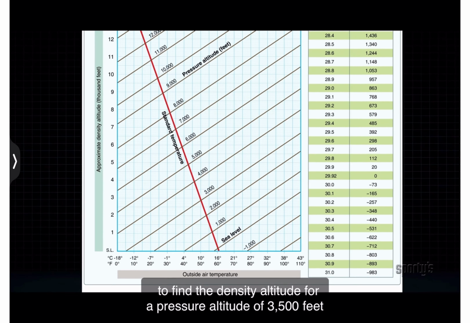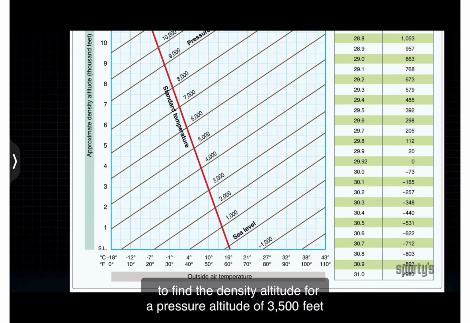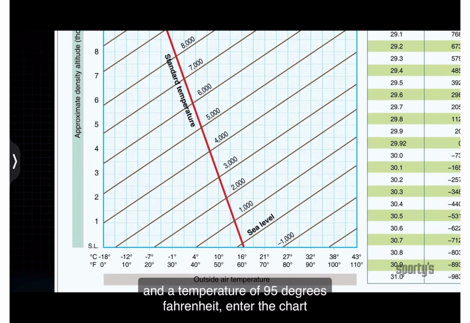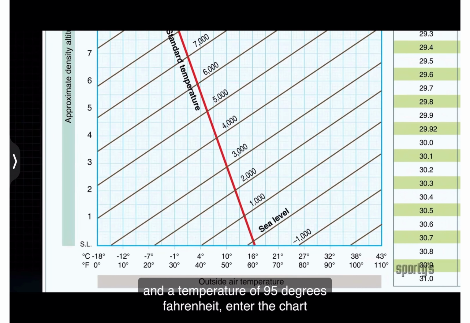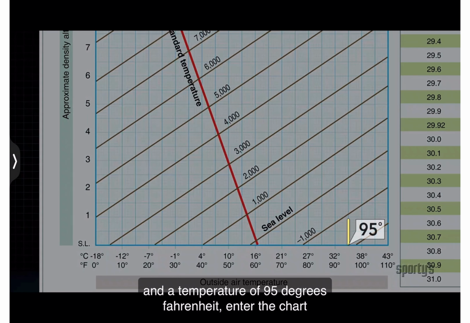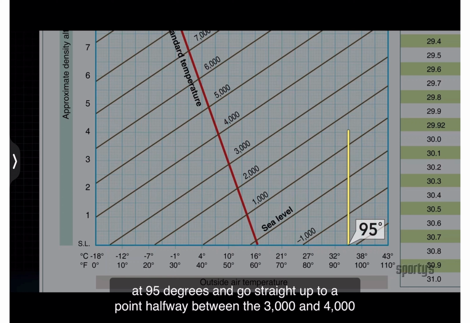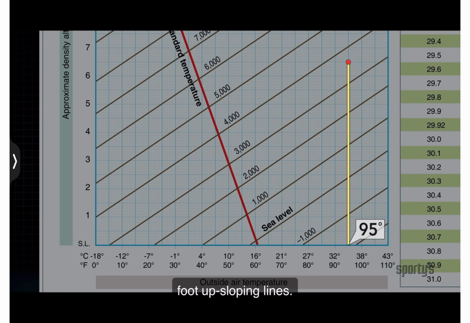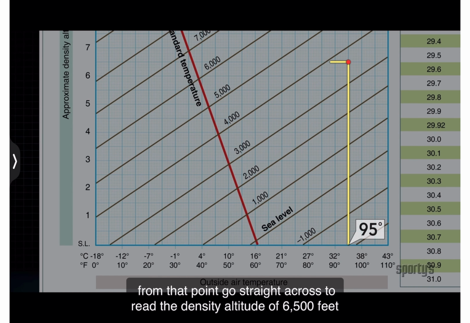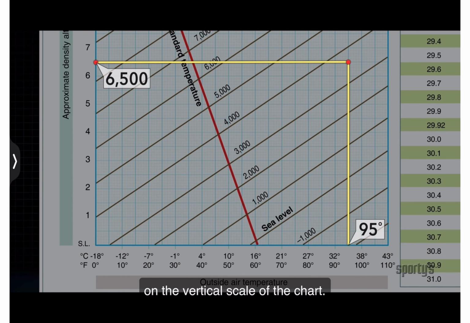To find the density altitude for a pressure altitude of 3,500 feet and a temperature of 95 degrees Fahrenheit, enter the chart at 95 degrees and go straight up to a point halfway between the 3,000 and 4,000 foot upsloping lines. From that point, go straight across to read the density altitude of 6,500 feet on the vertical scale of the chart.